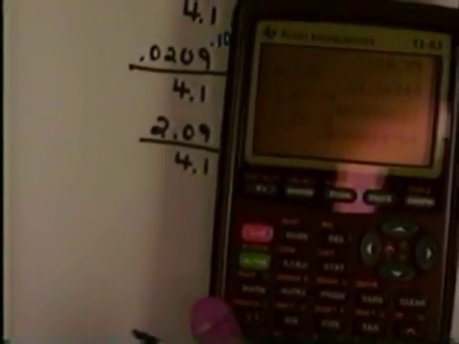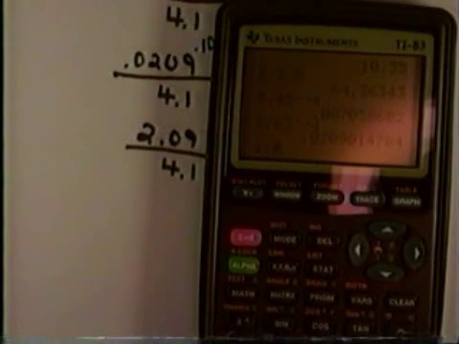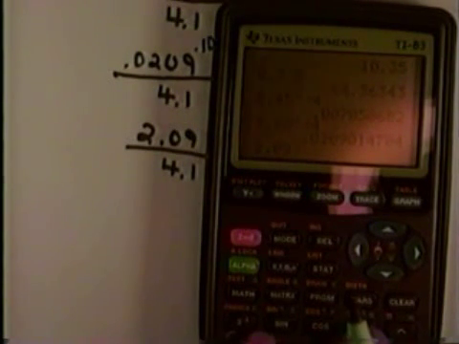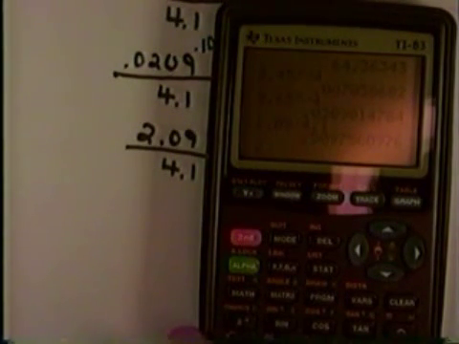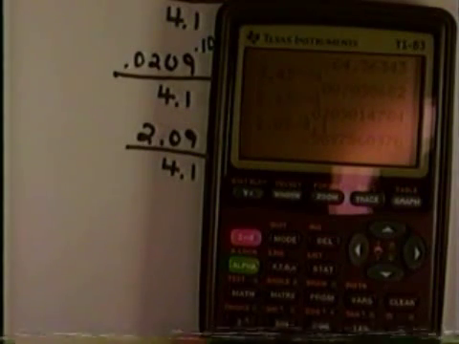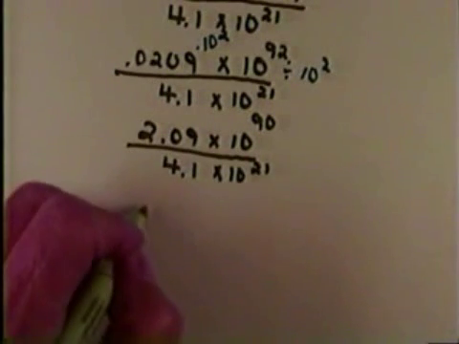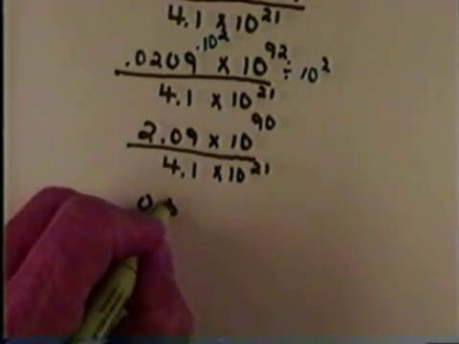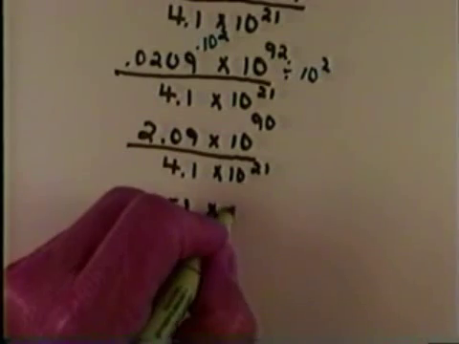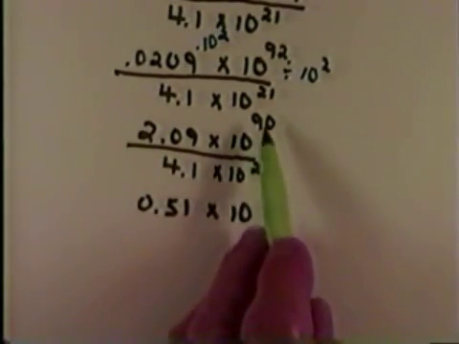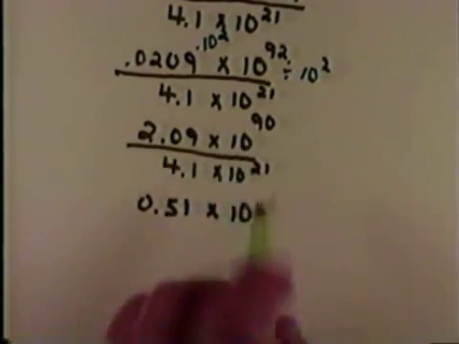So I'm going to do the 2.09 divided by 4.1, and we get 0.5097, so that would be 0.51 when I round off. So I have 0.51 times 10.